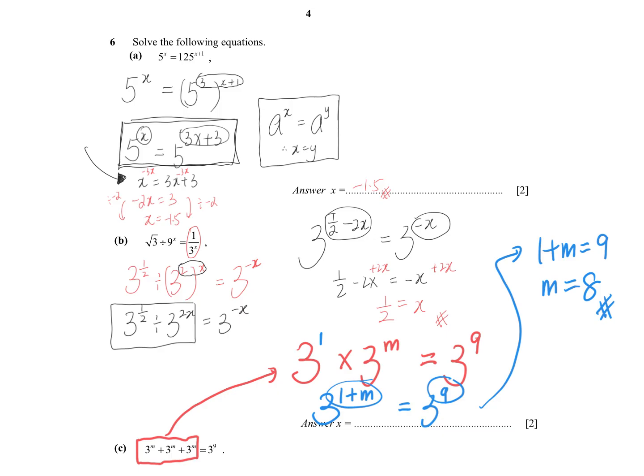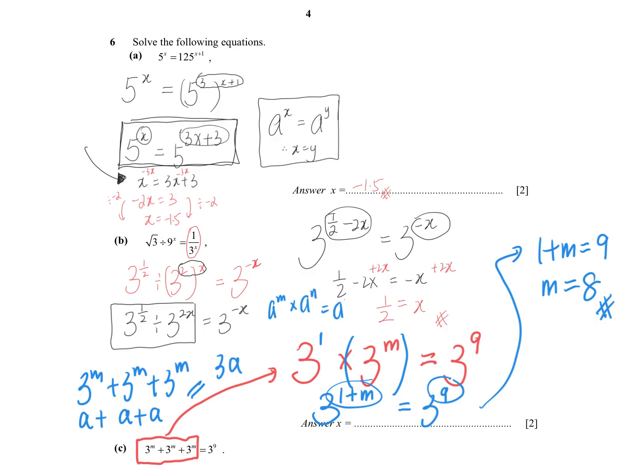Yeah. 3m plus 3m plus 3m. I have a total of 3 of them. So 3 times 3m. Because it's like this is A. Isn't this 3a? So it's the same thing. Writing A plus A plus A is the equivalent of 3 times A. Not 9. I have 3 of this thing. So isn't this the same as AM times AN? Then I add the power. Yeah.